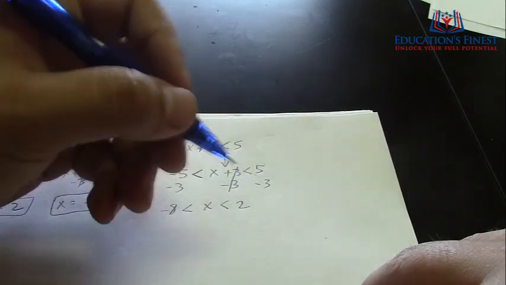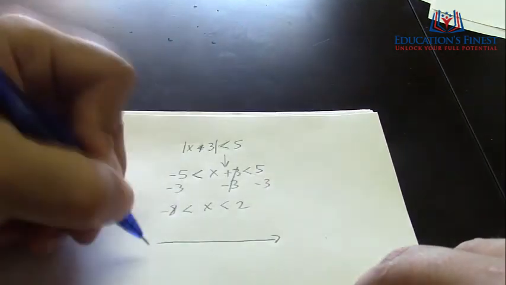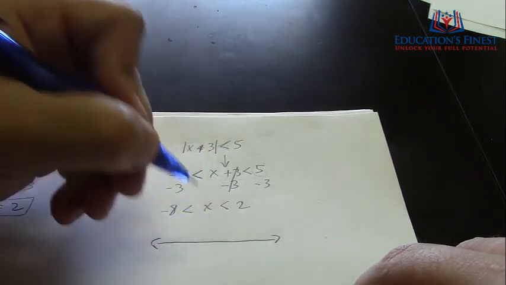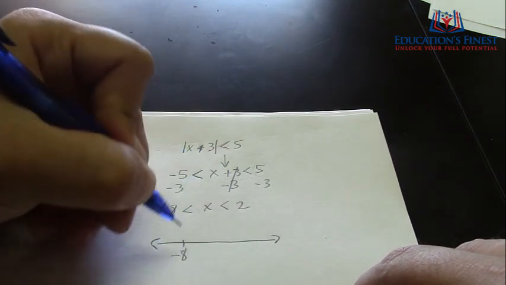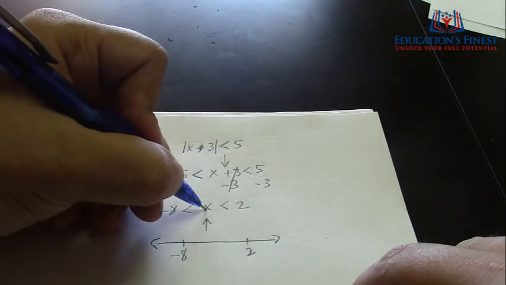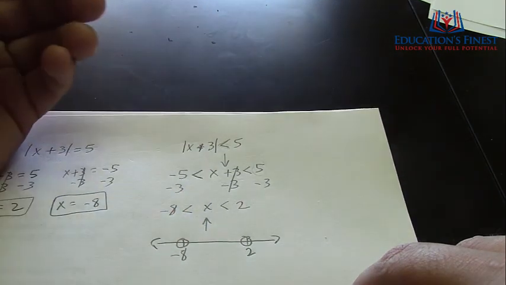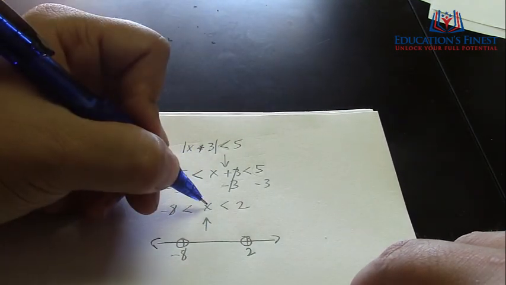So then for this guy, just graph it, put your little things on. You got negative 8 and you got 2. Now again, read it from the middle, okay? These are both open circles since there's no equal to. So read it from the middle.